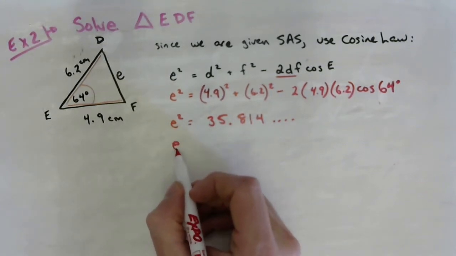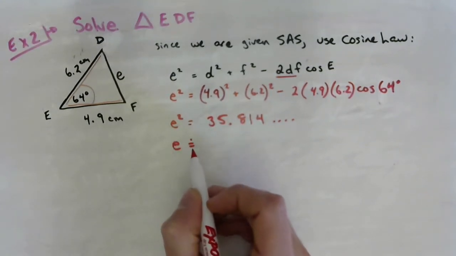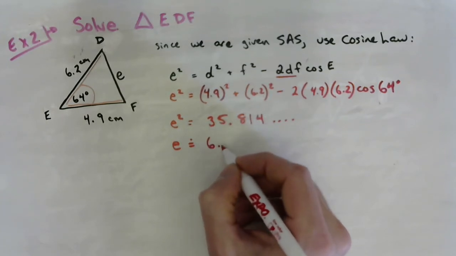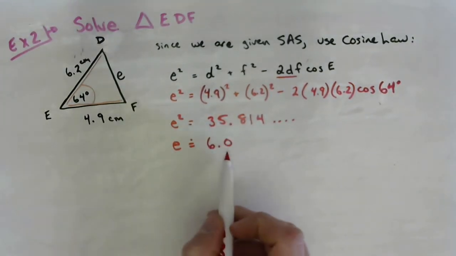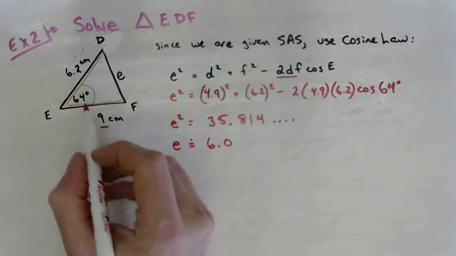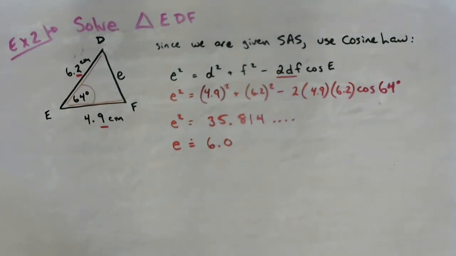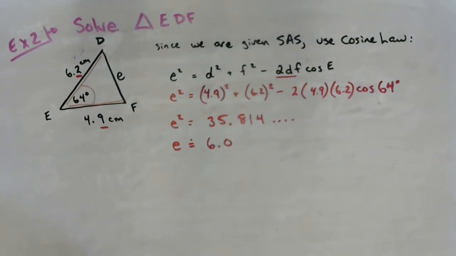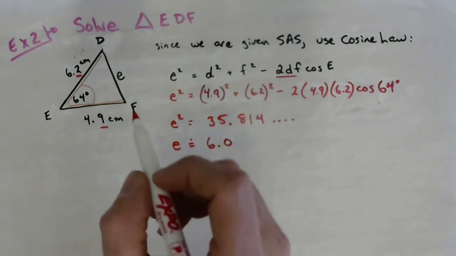Take the square root of both sides. I get that E is approximately 6.0. I'm rounding to 1 decimal place because that's what they did in the diagram. So if a diagram gives you rounded to 1 decimal place, then just keep rounding to 1 decimal place. If they give you whole numbers, you could still round to 1 decimal place. It's a good idea, especially if you're going to use this information in the rest of the problem, which we are going to do.